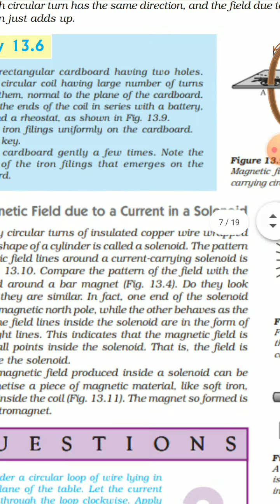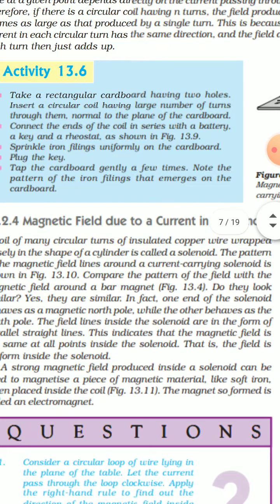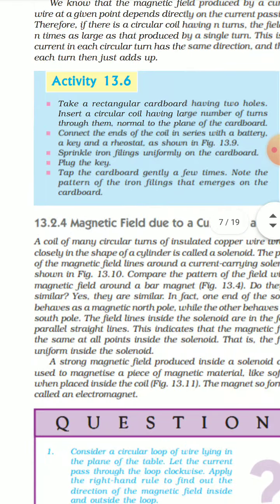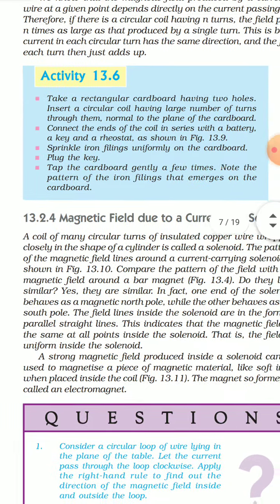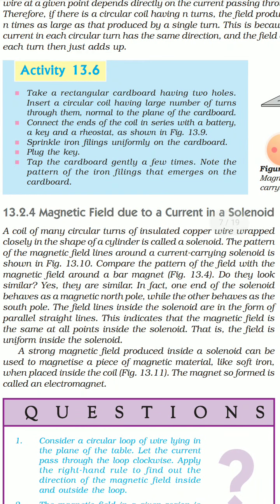Further, this indicates that the magnetic lines inside the solenoid are in the form of parallel straight lines. When we observe the magnetic field inside a solenoid, we find that these lines are actually parallel to each other. They are equidistant if we measure the distance horizontally, or vertically; if we measure the distance between two magnetic lines, it comes out to be equidistant. That is why they are parallel. So the field lines inside the solenoid are in the form of parallel straight lines.